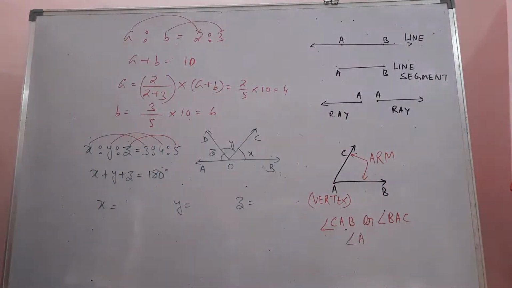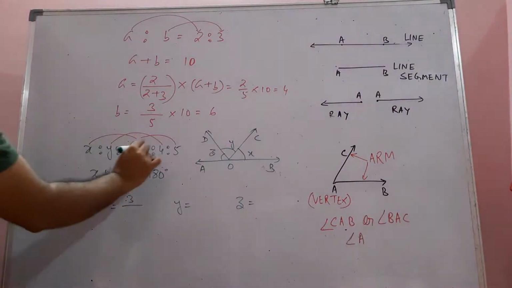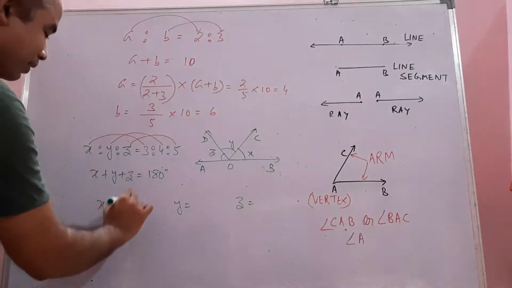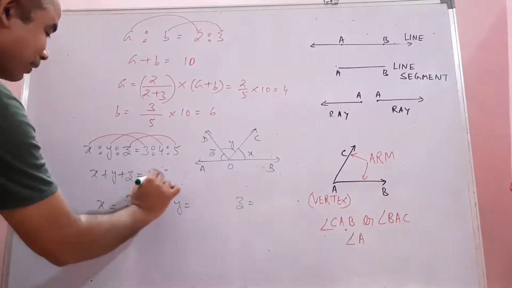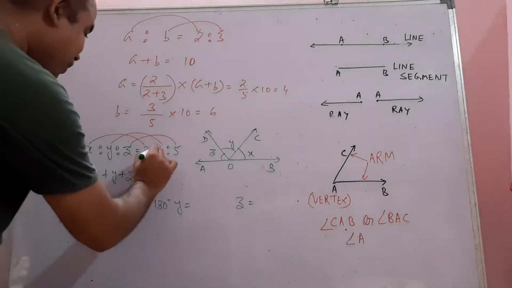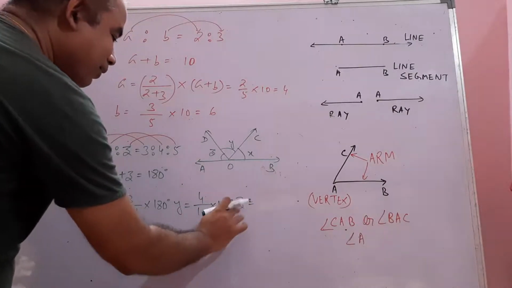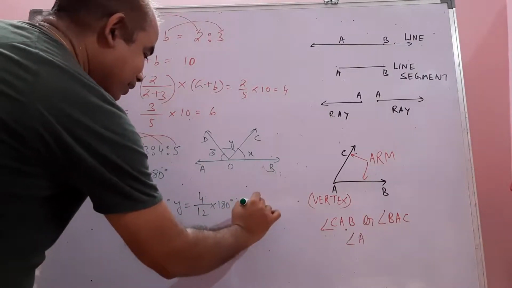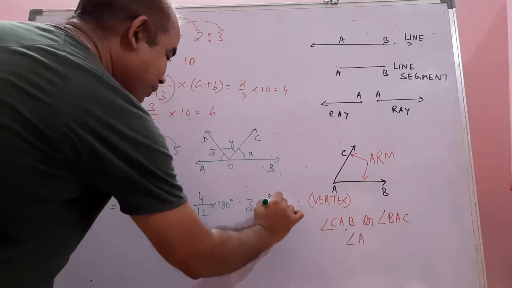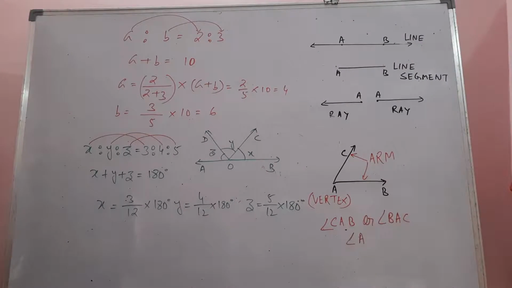To find X, you write the ratio of X divided by the sum of ratios, 3 plus 4 plus 5, which is 12, into the sum of the three quantities, 180 degrees. To find Y, the ratio of Y by the sum of ratios into the sum of X, Y, Z. Then to find Z, the ratio of Z by the sum of ratios into the sum of X, Y, Z. In this way, we can very easily find it out. This is used in most problems.